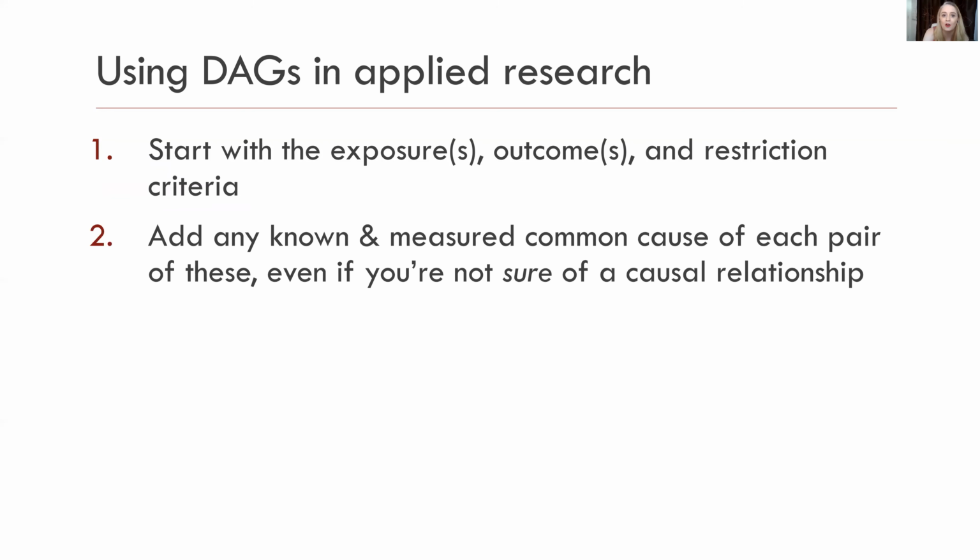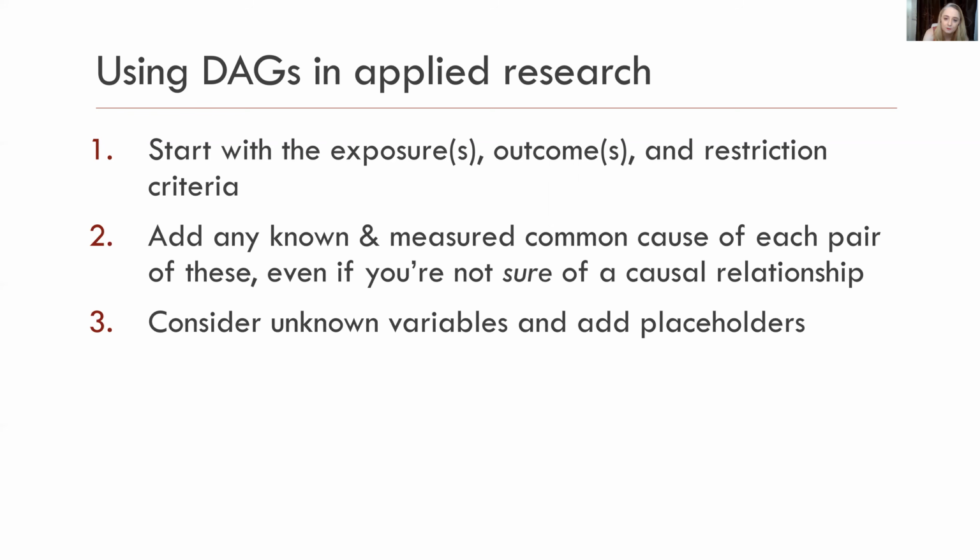Next, you want to add all of the known and measured common causes of each pair of these, even if you're not sure of a causal relationship. And so you only want to exclude things where you know for sure that there is no arrow between any two variables on your DAG. If there's possibly an arrow for one variable, that's okay. You're looking for things that have arrows to two variables.